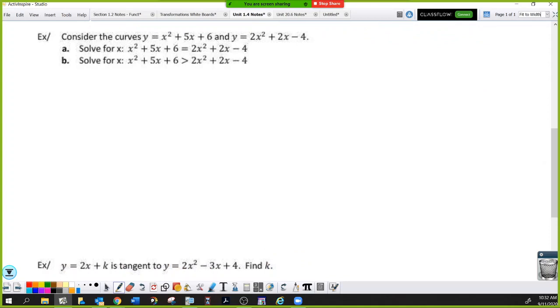So you've been given 2 parabolas. This time, not a straight line and a parabola. 2 parabolas. Part A says solve the equality. Part B is part B for a reason. They want you to solve the inequality.